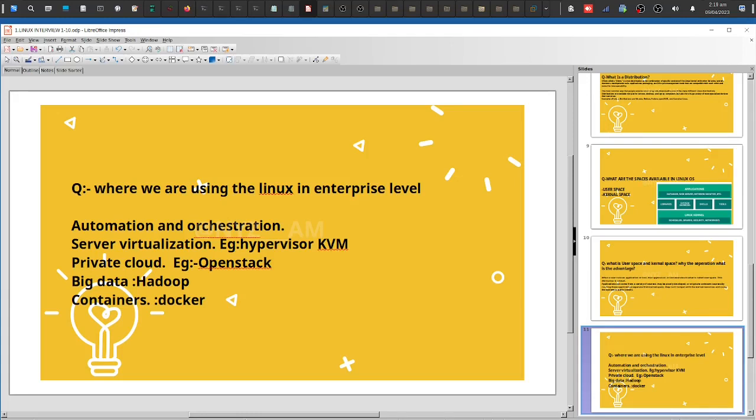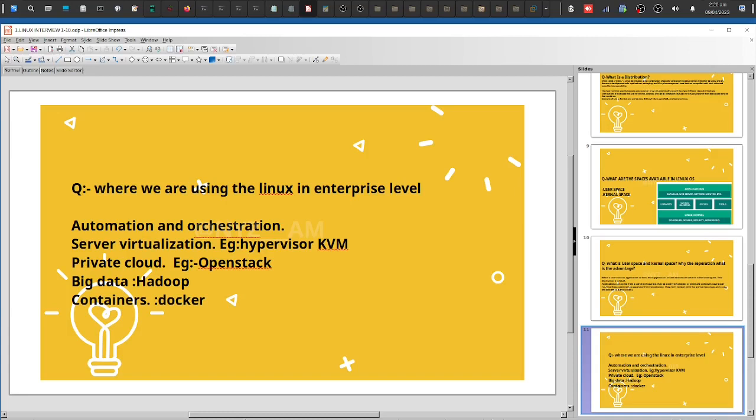Now, why are we using Linux at the enterprise level? As an engineer working in this field, where are we using these kinds of Linux operating systems? First of all, it is used in automation and orchestration. Inside an organization there will be many automation projects, using hypervisors like KVM, VMware Workstation Pro, or VMware products, especially Linux related devices. There we are using Linux in a very advanced way.